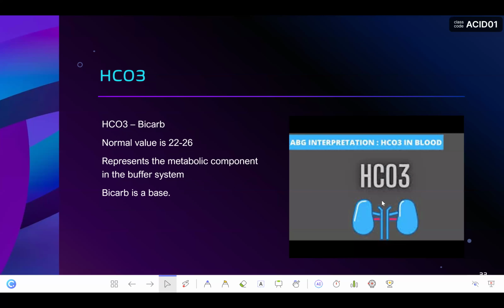HCO3, bicarb. The normal value is 22 to 26, and it represents the metabolic component in the buffer system. Bicarb is a base: where PaCO2 is acidic, bicarb is alkaline. I said a second ago that your respiratory system is the fastest way to make changes in the pH. Even though it's faster, it's not as efficient as the other buffer system, the metabolic component, which is typically slower, but a lot more thorough.